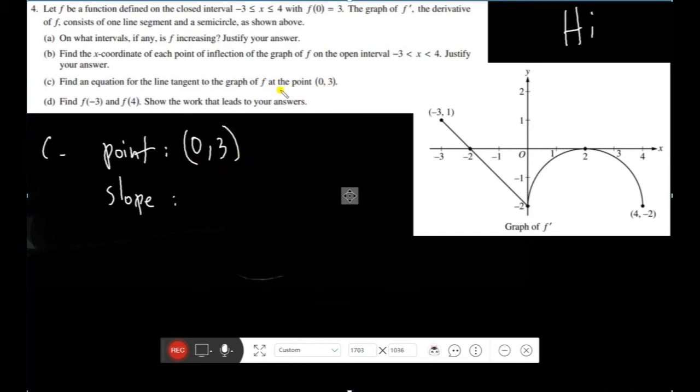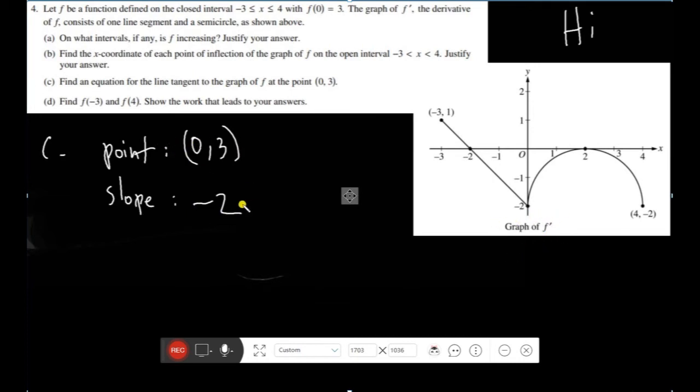And remember, the slope of f, that's f prime. So we want to find f prime of x when we're at 0, 3, right? So at x equals 0, what is the derivative? The way we can figure that out is by looking at our graph, and we notice that when x equals 0, f prime is -2. So since f prime is the slope at any point, f prime of x at x equals 0 is the slope of f at x equals 0. So the slope is -2, since f prime of 0 is -2.